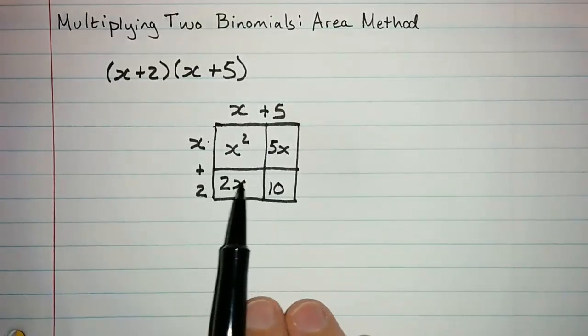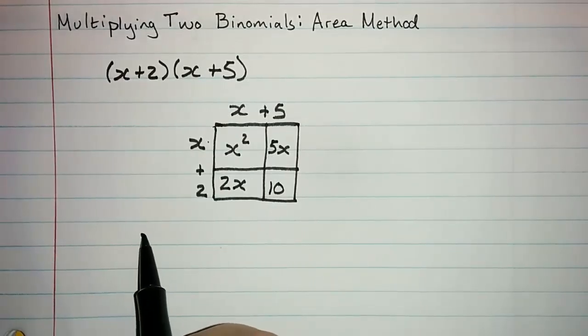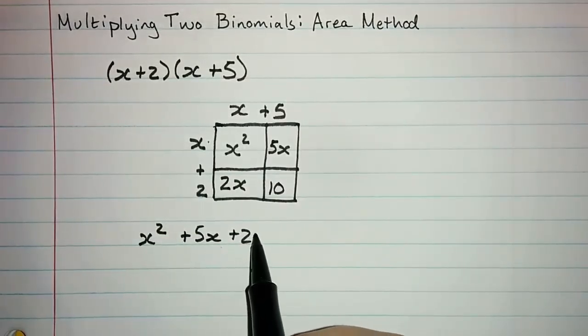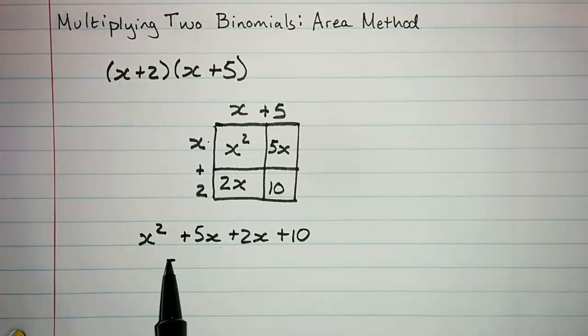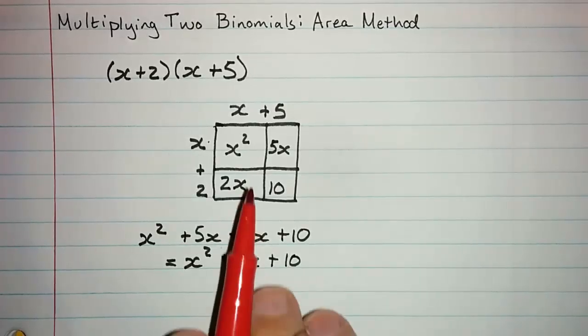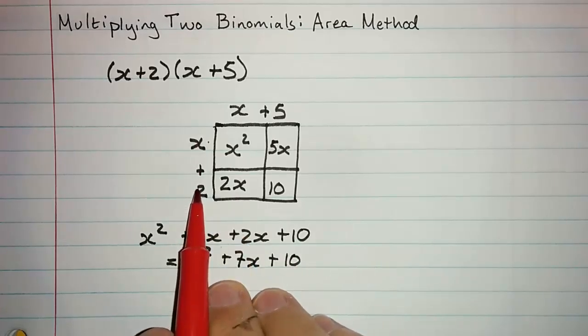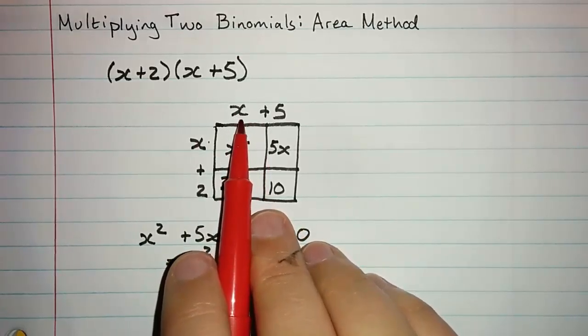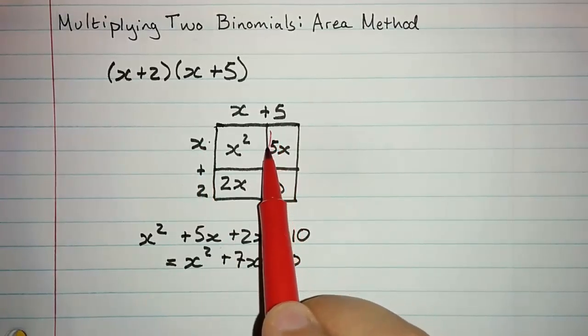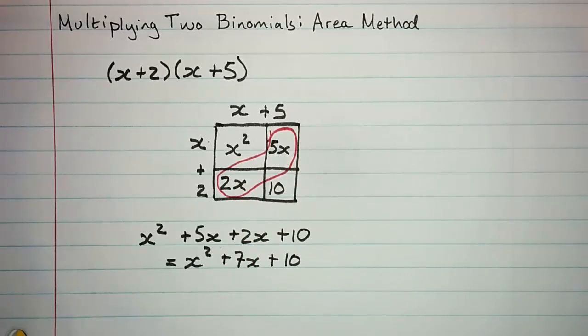To find the area then of the entire rectangle, we just add up x squared plus 5x plus 2x plus 10, or x squared plus 7x plus 10. And when we have arranged our binomial factors in this way, so we have an x and then a constant, an x and then a constant, notice we'll see like terms along the diagonal. And this is also going to come in useful later.